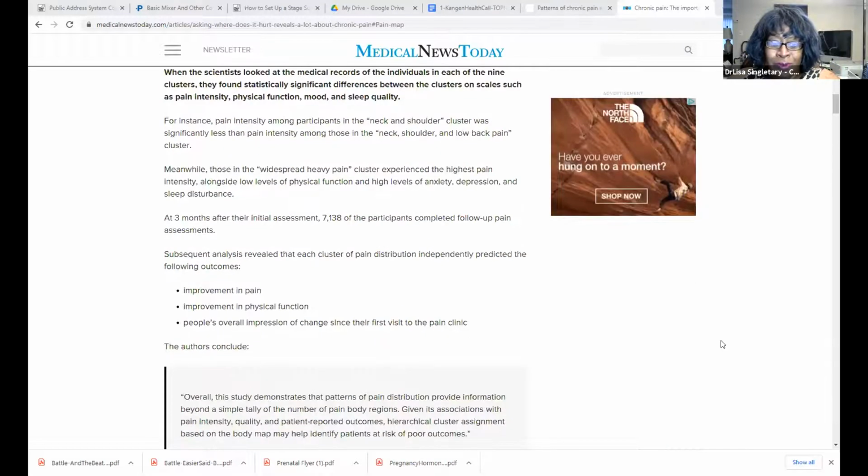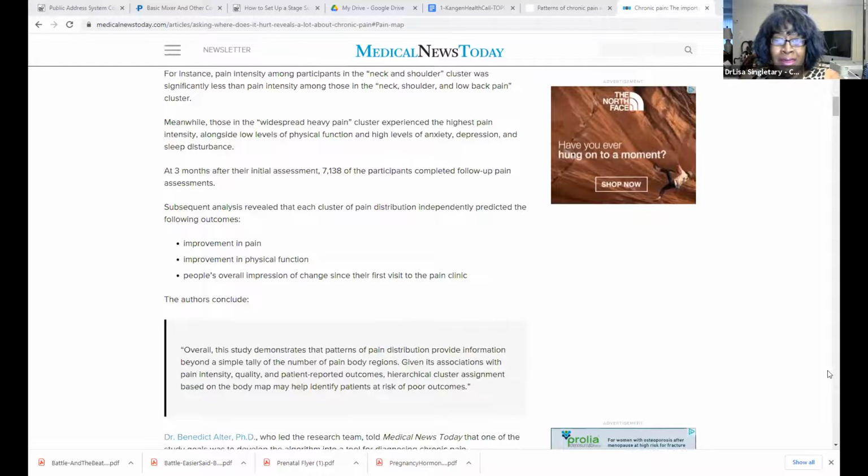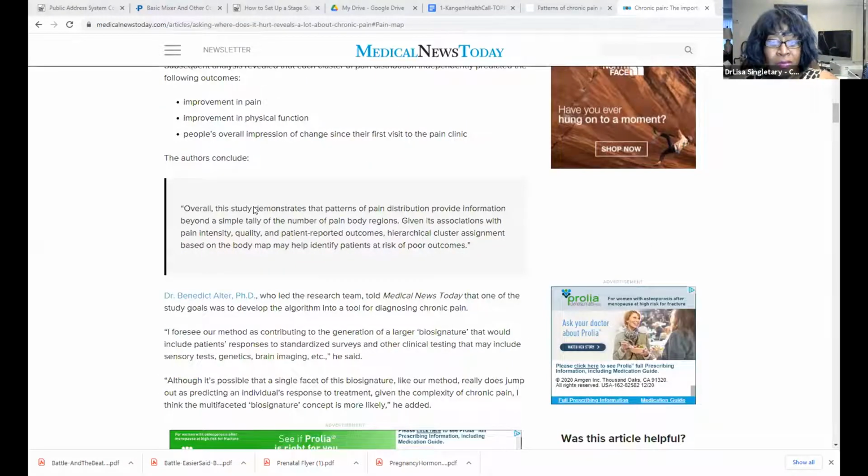And so this article really talked about pain mapping, and how, based on the map, they could predict whether pain would improve, whether physical function would improve, and how people's overall impression of their pain clinic experience would be affected. They concluded that the study demonstrates that patterns of pain distribution provide information beyond a simple tally of the number of pain regions. Given its association with pain intensity, quality, and patient-reported outcomes, hierarchical cluster assignment based on the body map may help identify patients at risk of poor outcomes.